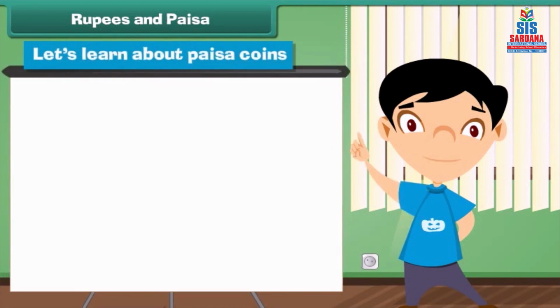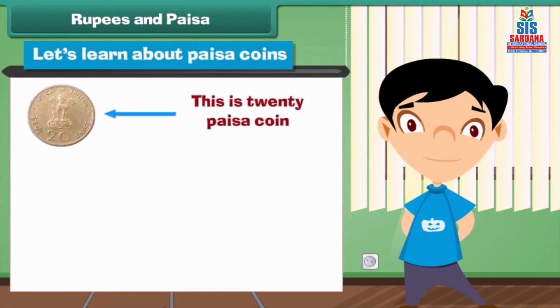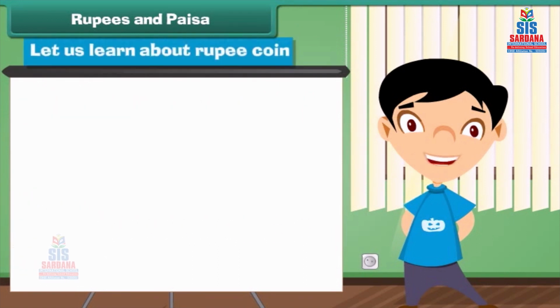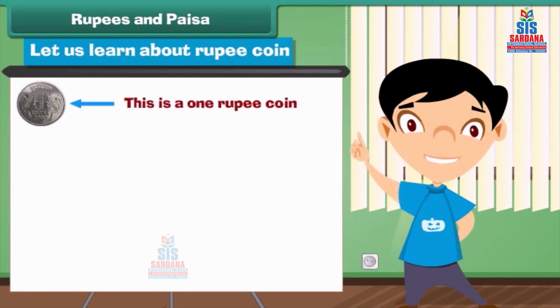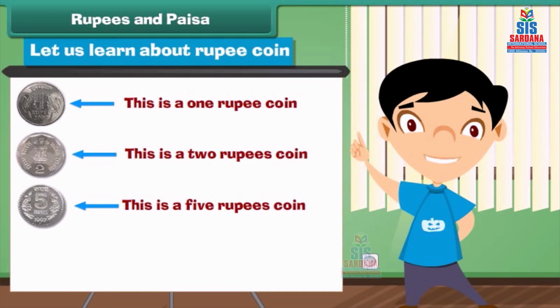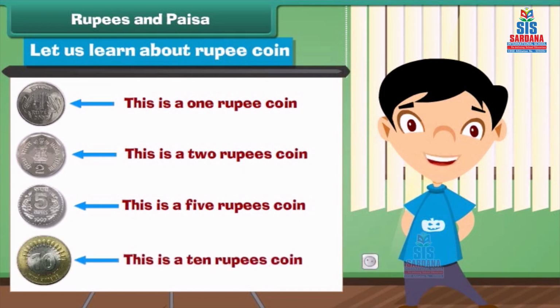Let's learn about paise coins. This is 20 paise coin. This is 50 paise coin. Let us learn about rupee coin. This is a 1 rupee coin. This is a 2 rupees coin. This is a 5 rupees coin. This is a 10 rupees coin.